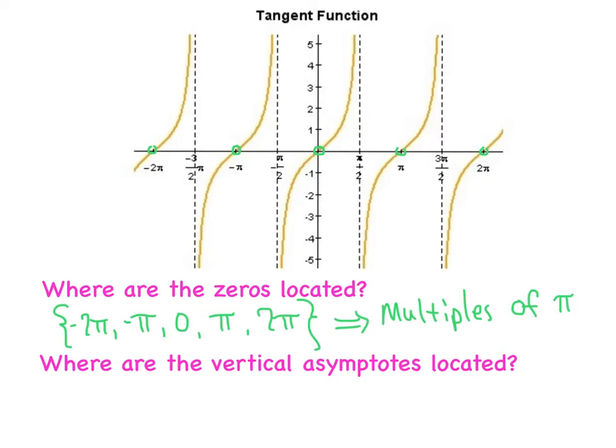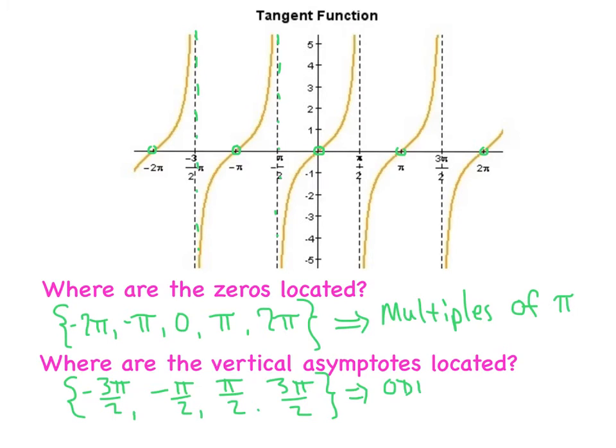Where are the vertical asymptotes located? Well, those rascals, we can see them clearly here. We talked about where they're located, so let's just document them: negative 3 pi over 2, negative pi over 2, positive pi over 2, and positive 3 pi over 2. Now I'd like to generalize those too, because there's more of them if we expanded our window and our domain. So we would say all odd multiples of pi over 2, all odd multiples of pi divided by 2.